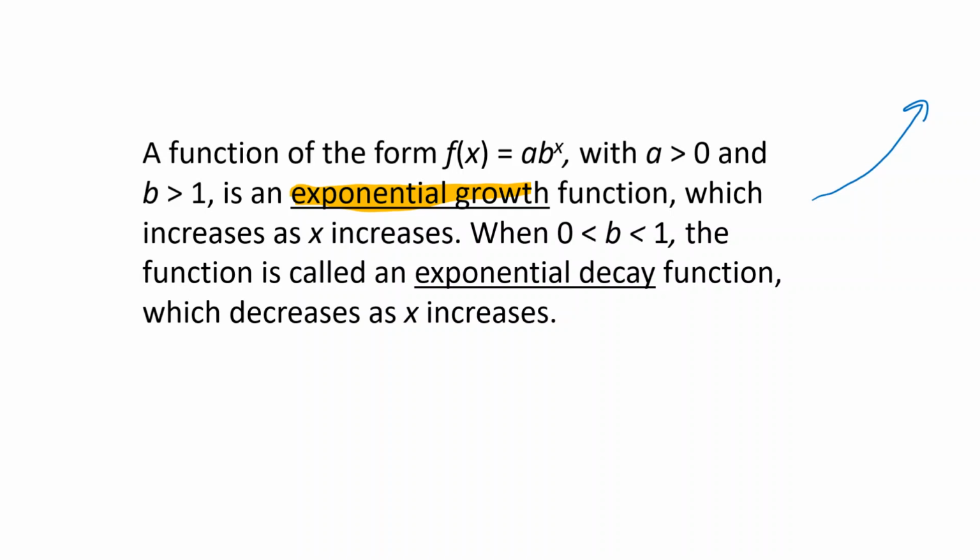When 0 is less than b and b is less than 1, the function is called an exponential decay function, which decreases as x increases. So that is going to be something that's going to be going more down.